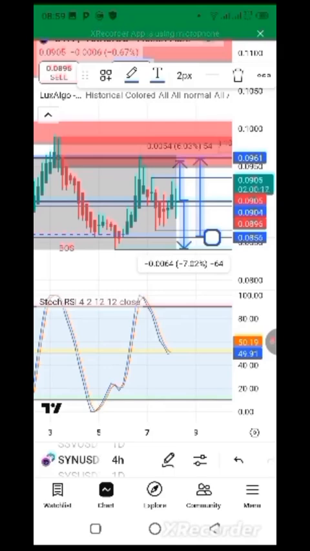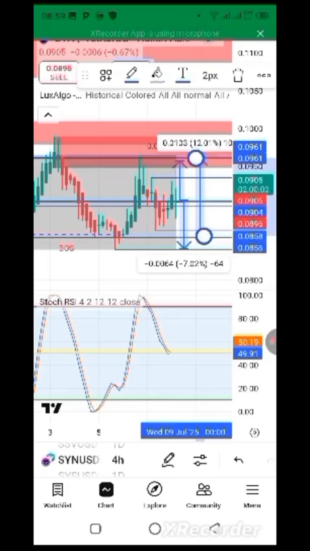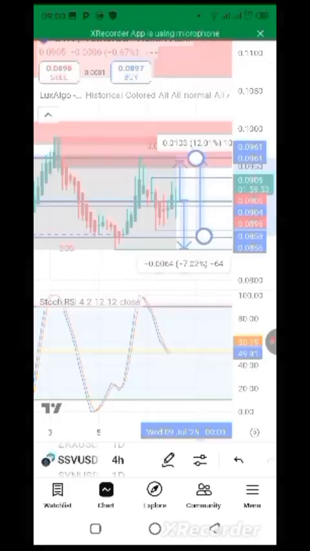You can either take 6% or 5% right now. But if you use the preset price, you're going to take a bigger percentage, because in this case, you can take your 12% if you use the preset price. Okay, we can go to another coin like this SSV.